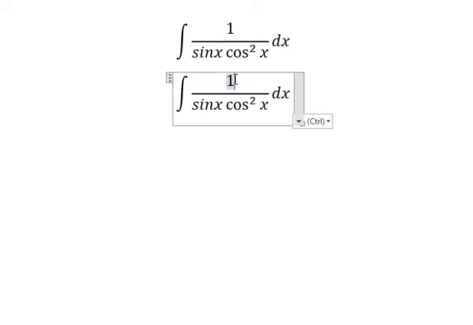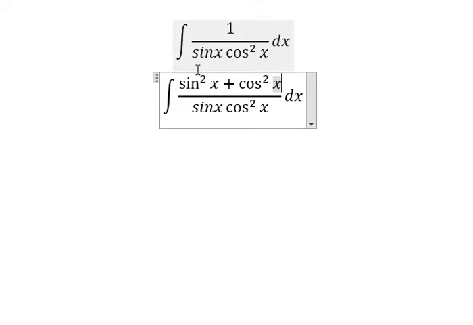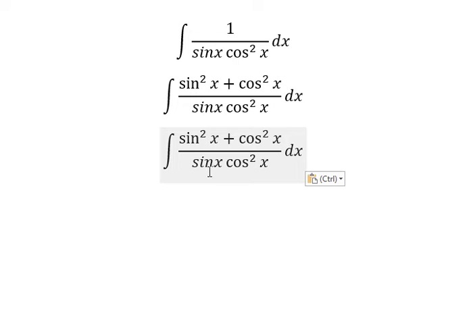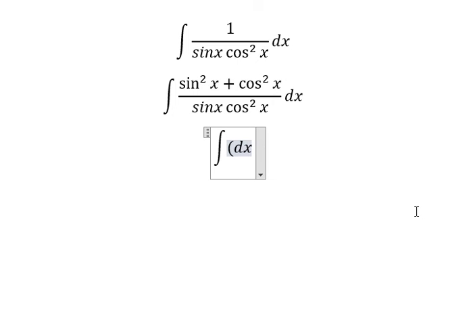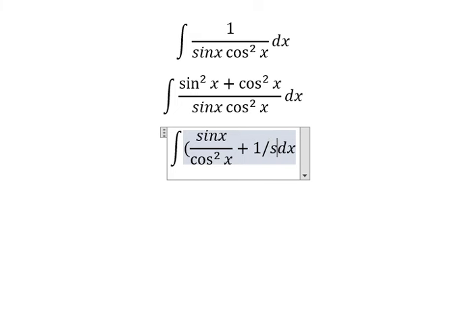About number 1, that's about sin x squared plus cosine x squared. Next, sin x squared divided by sin x, cosine x squared divided by cosine x squared. So in this situation, we have two fractions in here. The first one, that's about sin x over cosine x squared. And the second one, that's about 1 over sin x.